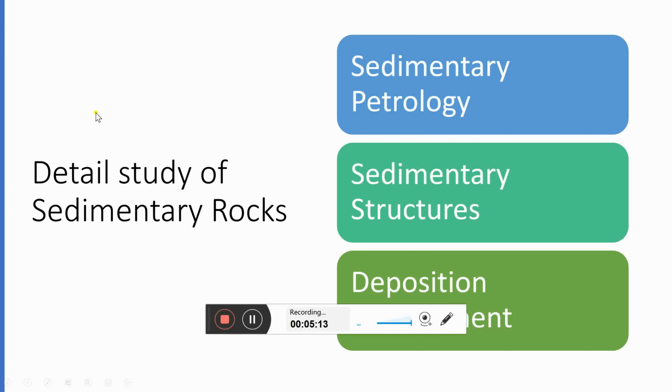A detailed study of sedimentary rocks is actually required to study these three subcategories: sedimentary petrology, sedimentary structures, and the third, depositional environment. These are the important steps to interpret a sedimentary rock.